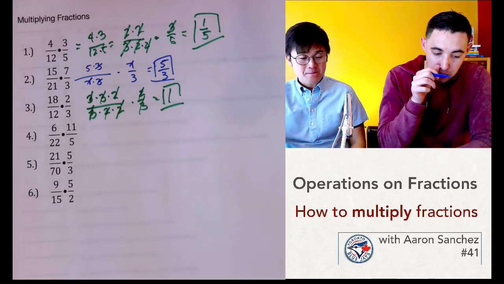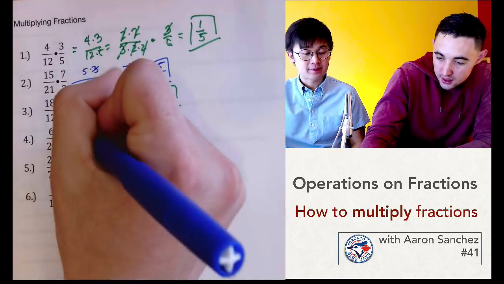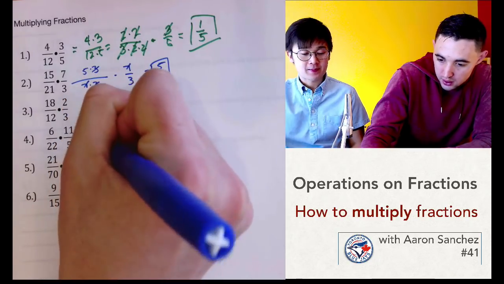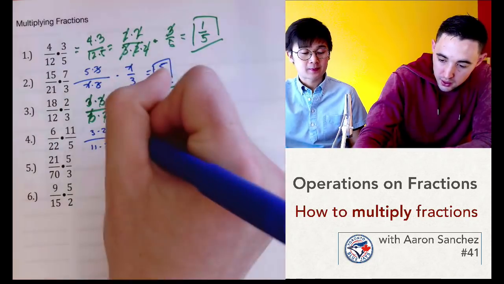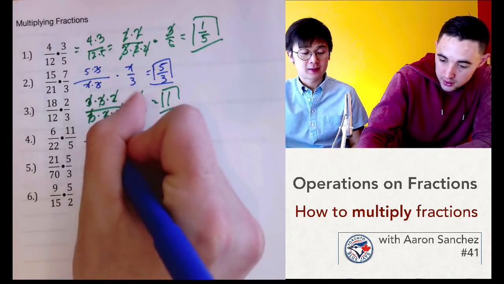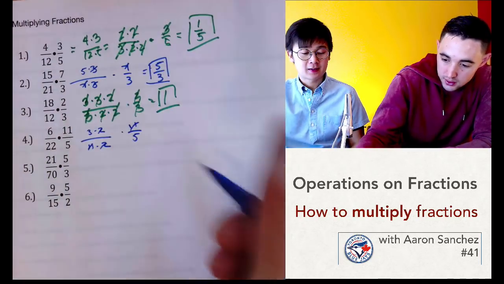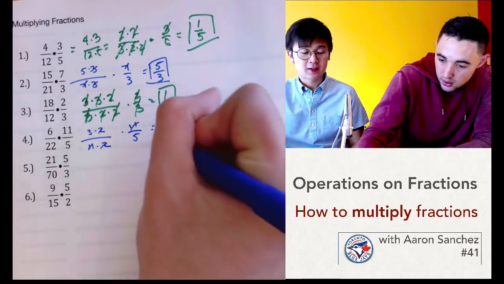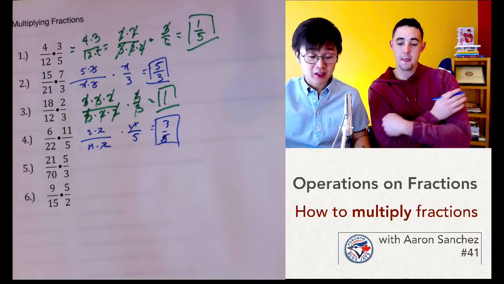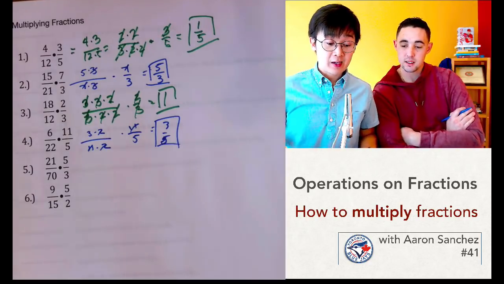Okay, question number 4. 6 is 3 and 2 over 11 and 2. And then you keep 11 and 5. Cancel, cancel, cancel, cancel. 5, 5. And that's the product of 6 over 22 times 11 times 5.